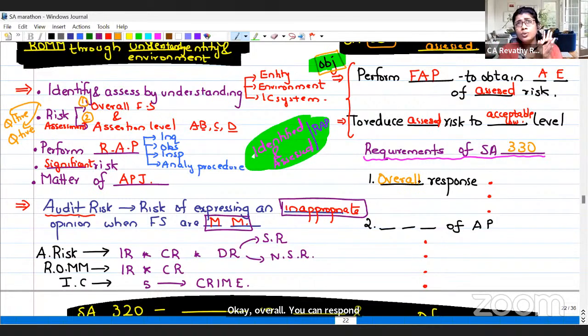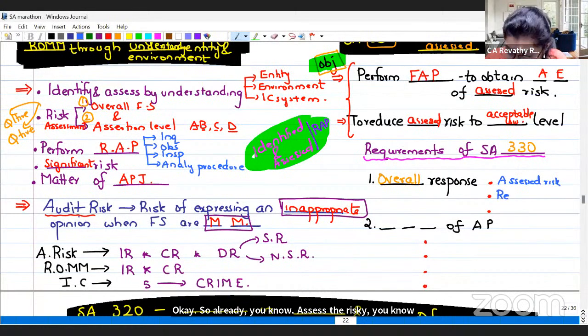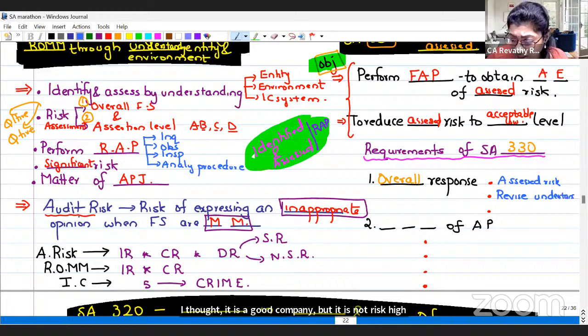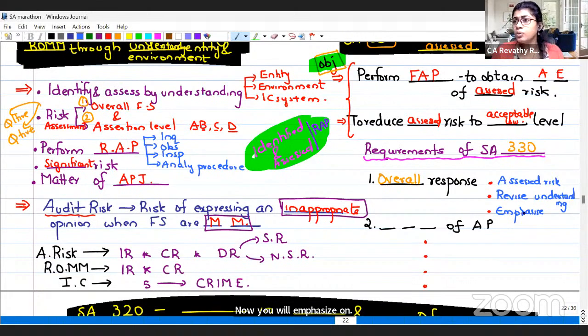Overall, you can respond. How? You already understand about the entity, and now you know your risk is high. So you have assessed the risk. You will revise your understanding: I thought it was a good company, but it is not, risk is high. So revise your understanding about the entity. Now you will emphasize further audit procedures, and I'll come back to that. Emphasize on test of controls and substantive audit procedure, or both.